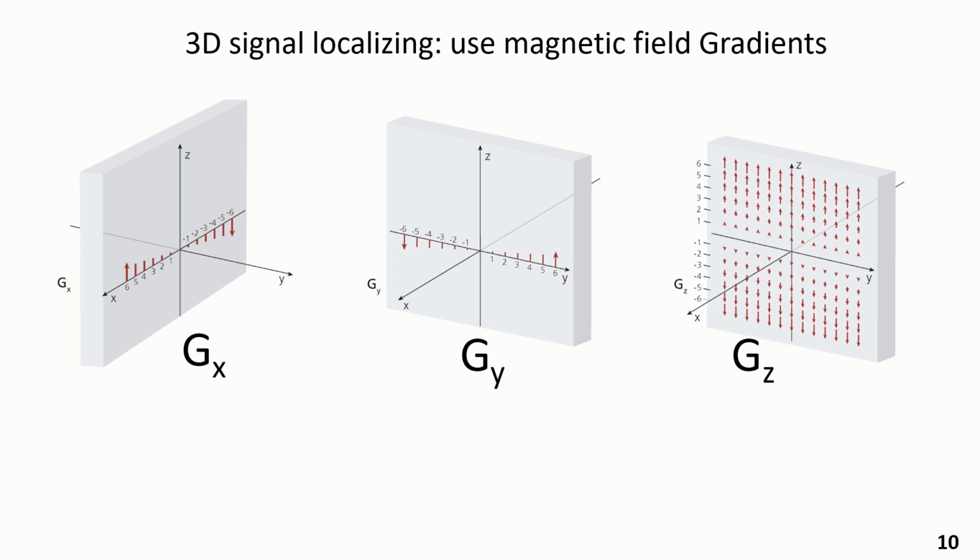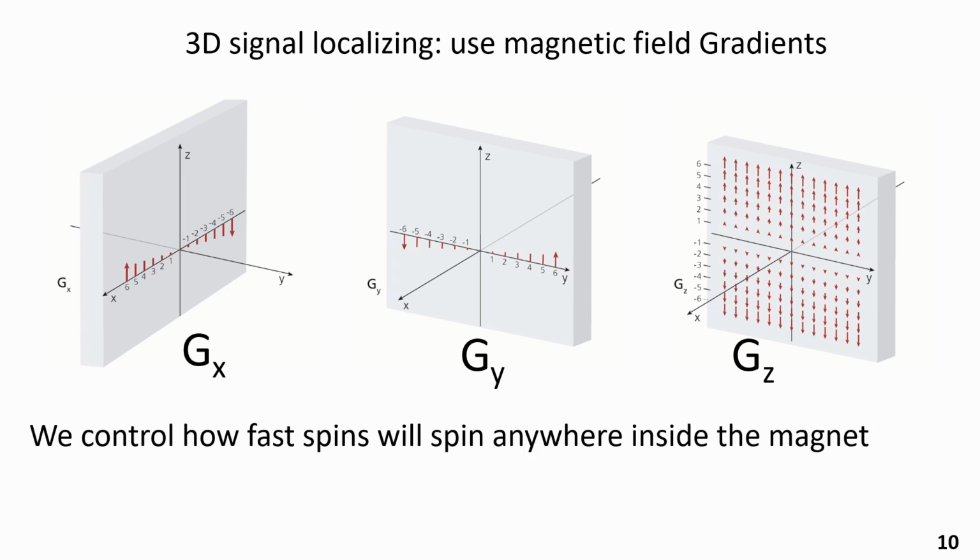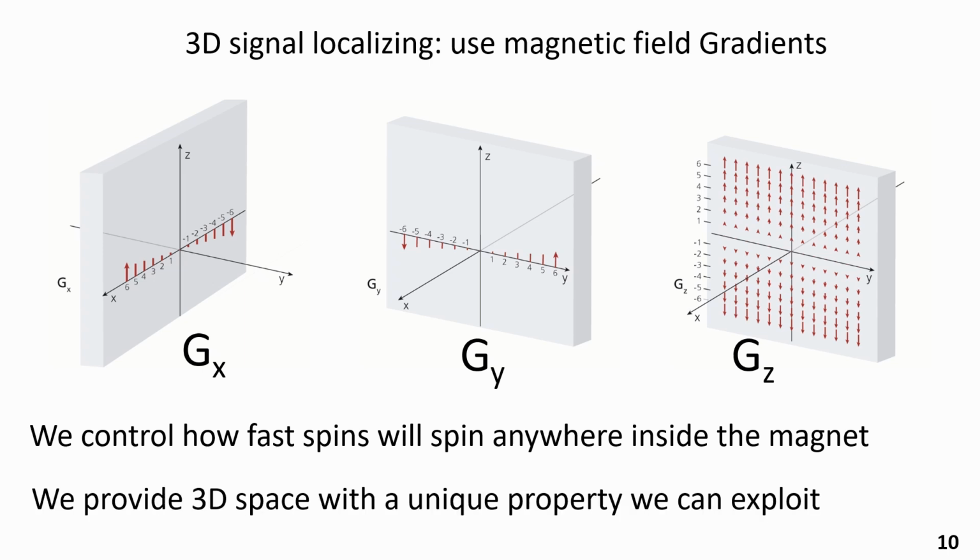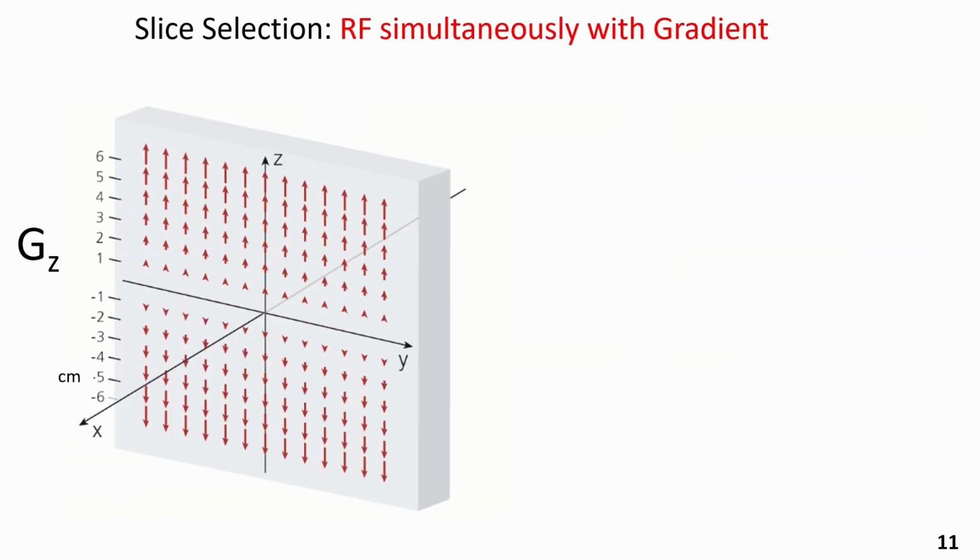With gradients, we control how fast the patient's spins will spin inside the magnet. We provide three-dimensional space with a unique property useful for creating images. Slice selection allows us to generate signal only from the desired slice to be imaged.